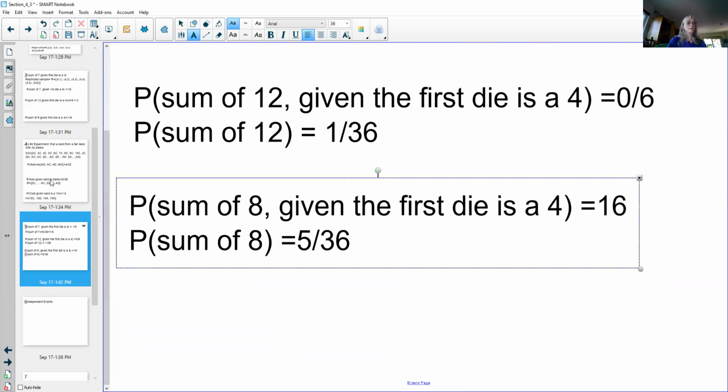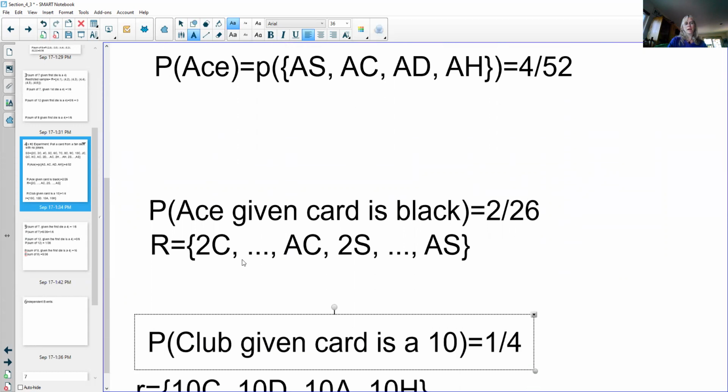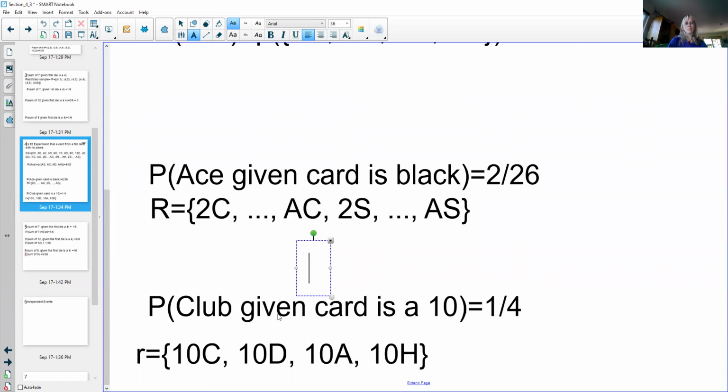Another one that we could look at is, back to our cards, we had 4 out of 52. If we knew that we had an ace, what's the probability of an ace given the card was black? That was 2 out of 26. Well, those both reduce to 1 out of 13. So those actually are equal. So knowing the card was black didn't change my probability in any fashion. That given information didn't help me at all. But if knowing the card was a club, given the card is a 10, that was 1/4. The probability of a club is 13 out of 52, which is also 1/4. So again, knowing that information didn't help me in any fashion.